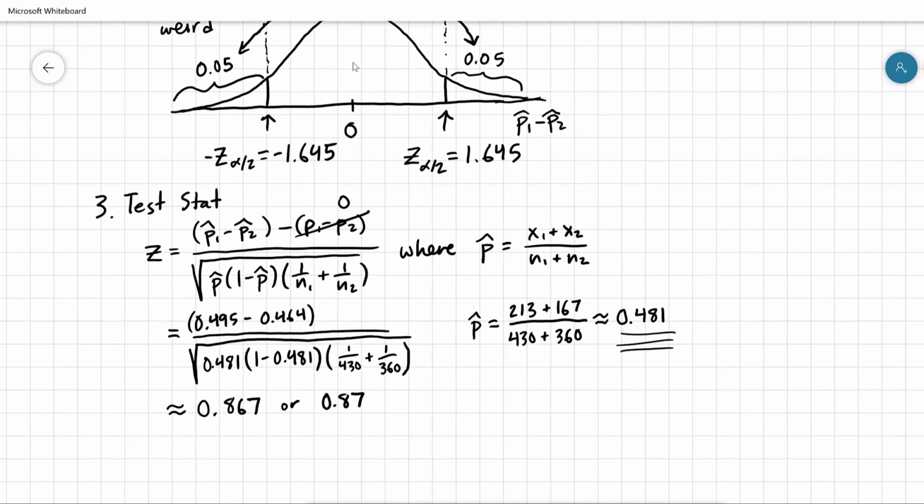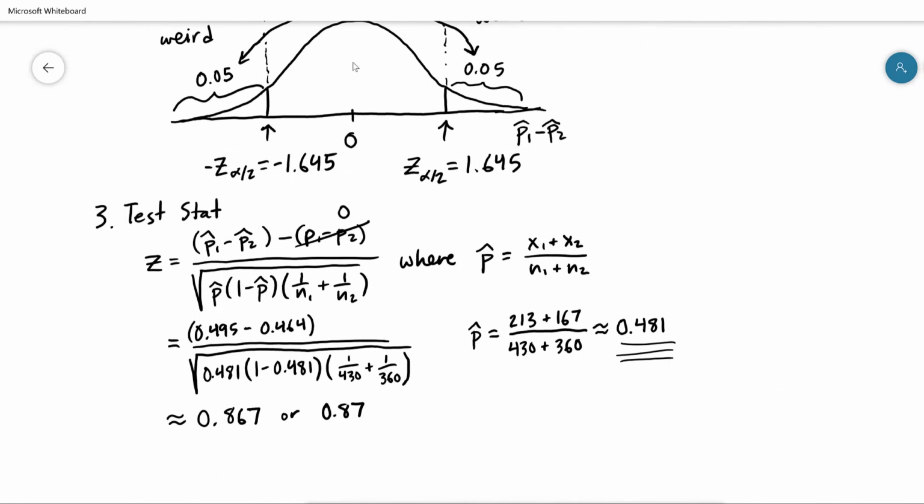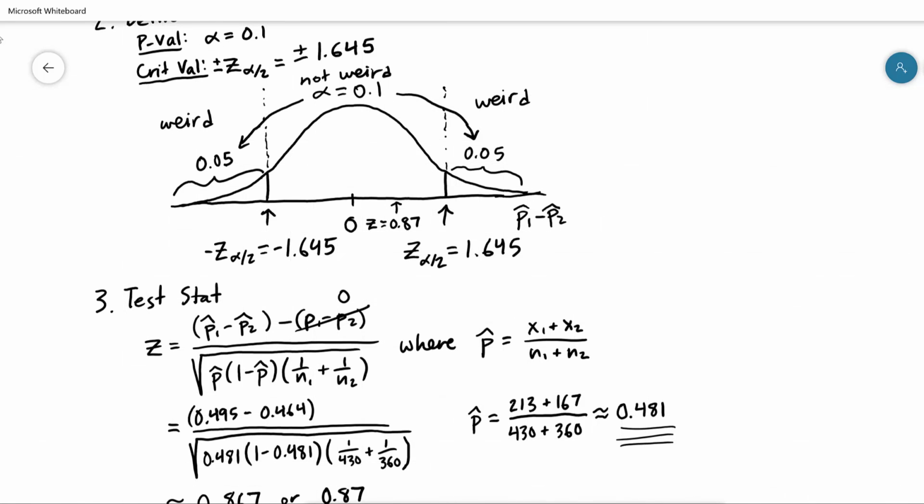So that z-score clearly is going to wind up being 0.87. That's going to be, I don't know, here-ish. Here's that test statistic, z equals 0.87. Right off the bat, we can tell now, based on this picture, is this a weird result? No, clearly it falls into the not weird region. So we already know we're not getting a weird result if I'm doing the critical value method, because I'm comparing this number here to this number here.